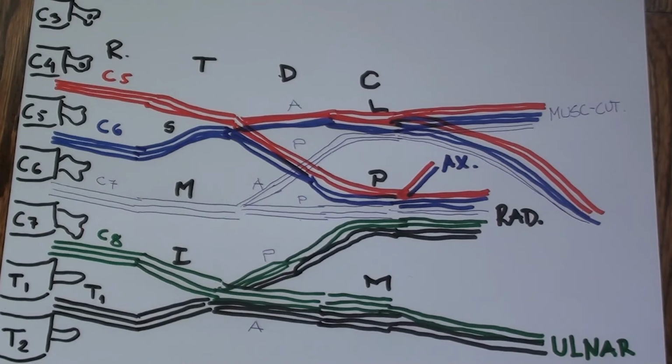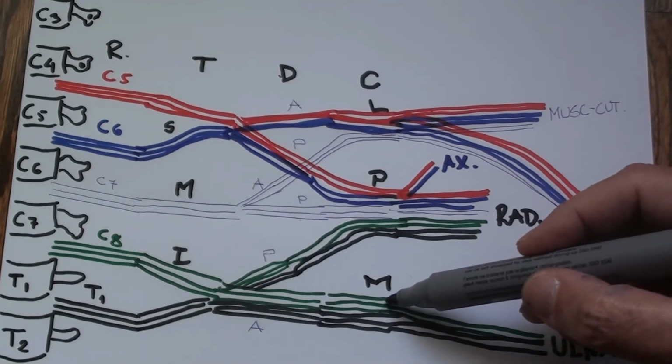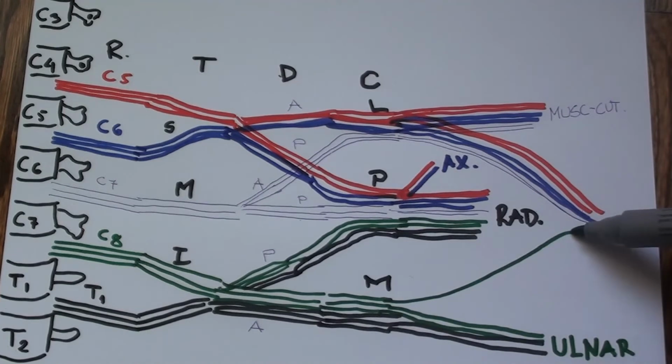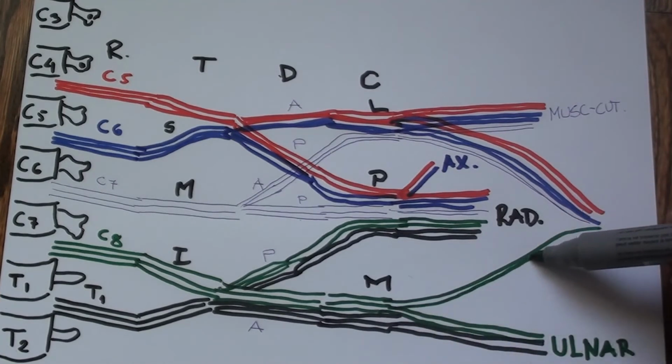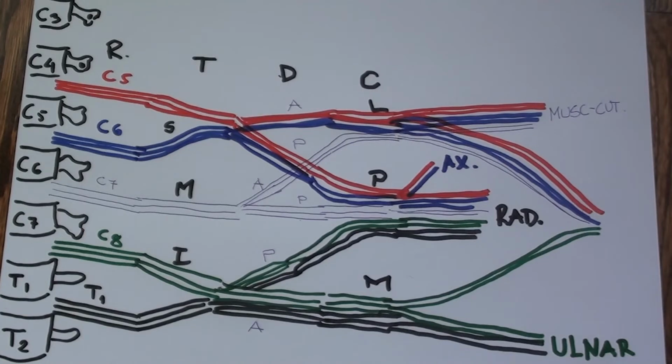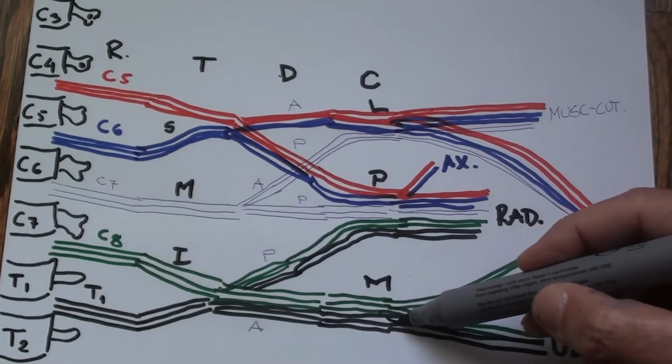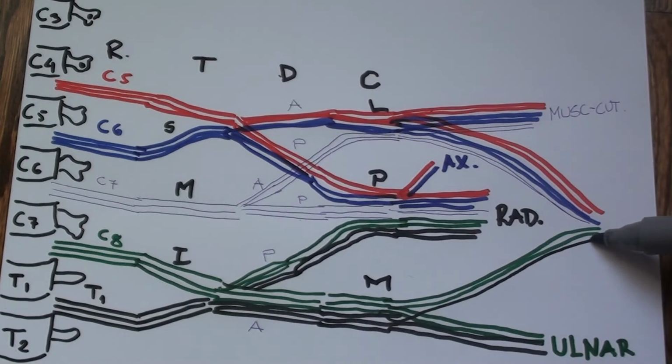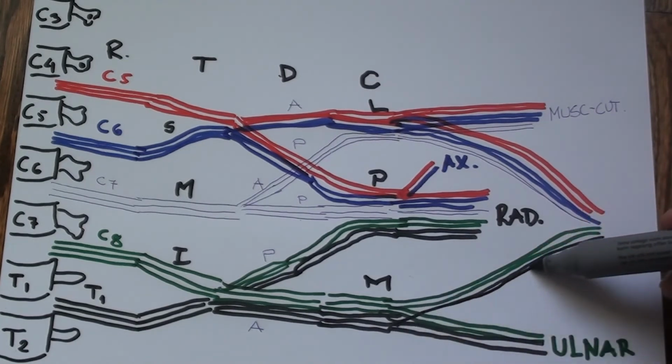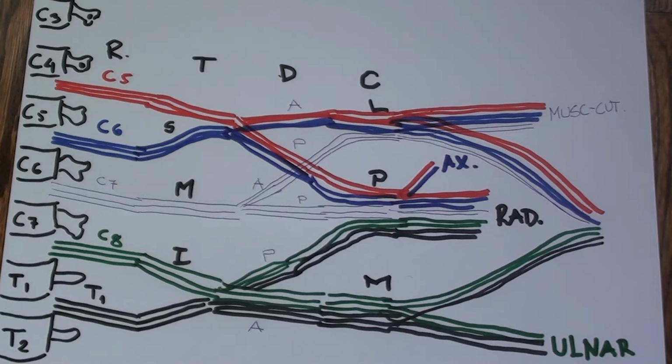What do we need? We need some green colored fibers to be taken from the medial cord. Here they are. And finally, in black color, we need more fibers of T1 to get into this composite nerve. So as I don't have too much space, but we're going to put just MED for the median nerve, the 5th and last branch of the brachial plexus you and I had to go through.